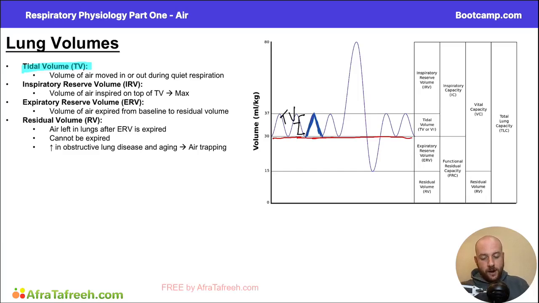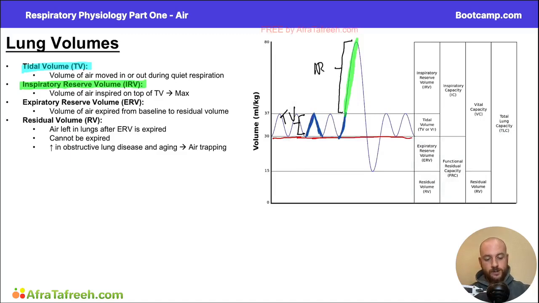And now let's talk about our inspiratory reserve volume. So our inspiratory reserve volume is essentially saying, okay, from baseline, we have inhaled our tidal volume, so that's this distance right here, and how much more air do we have in our reserve? How much more air can we inspire on top of the tidal volume? So to see what this distance would be, we would start at the top of tidal volume and we would go all the way up until we reach our maximum inspiration. That's our inspiratory reserve volume. So our inspiratory reserve volume would be this vertical distance right here.